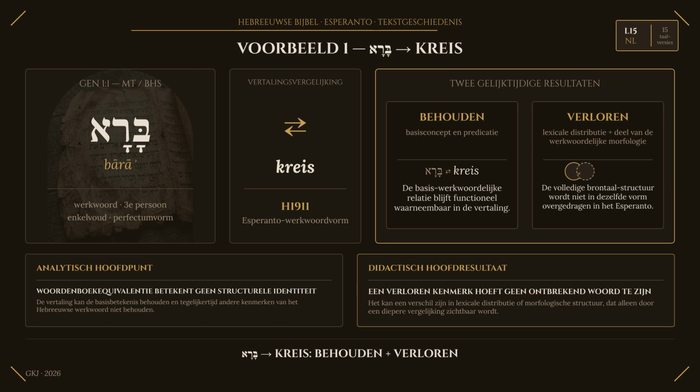Consider the Hebrew verb bārāʻ. In Zamenhof's hands, it becomes kris. Here, we see both preservation and loss, preserving the base concept while losing the specific verbal morphology, highlighting that dictionary equivalence does not imply structural identity.